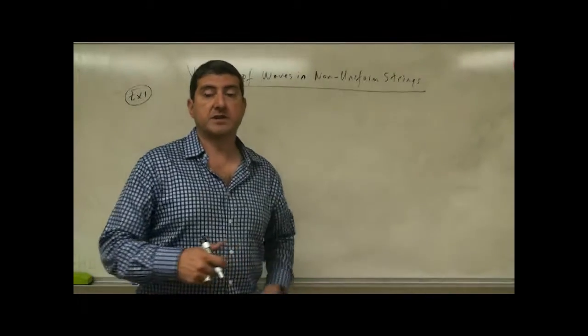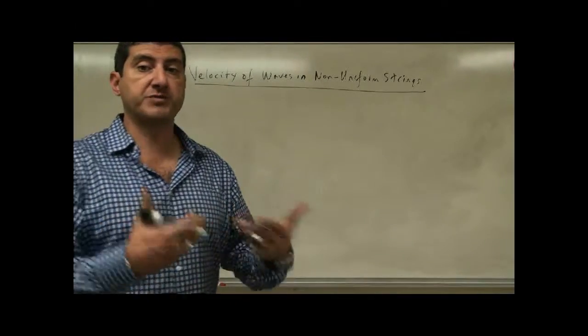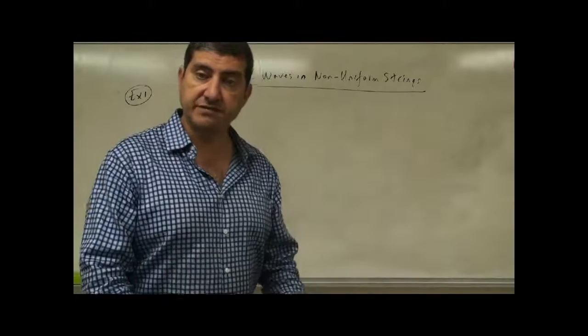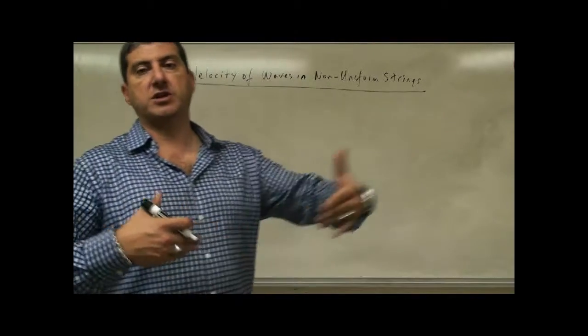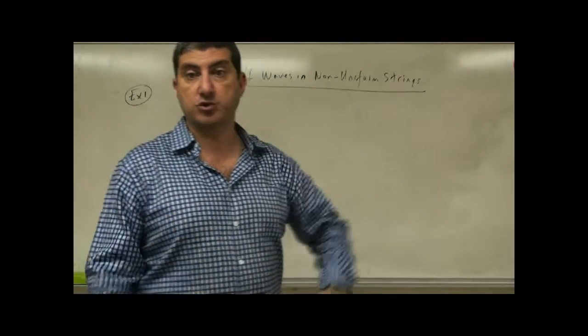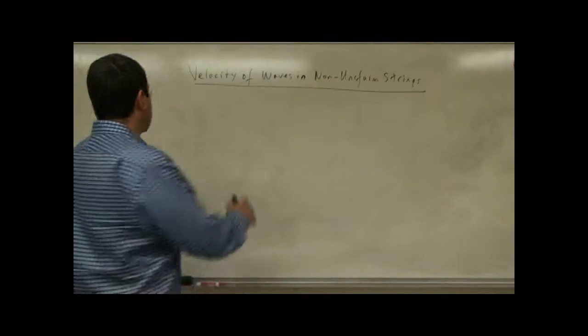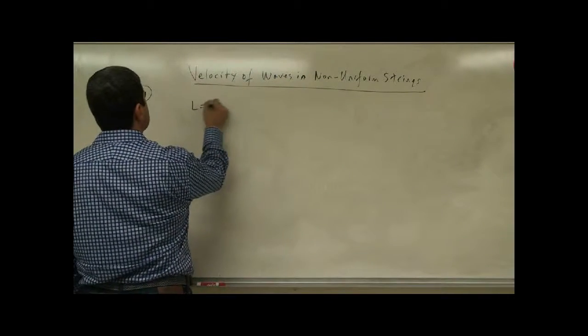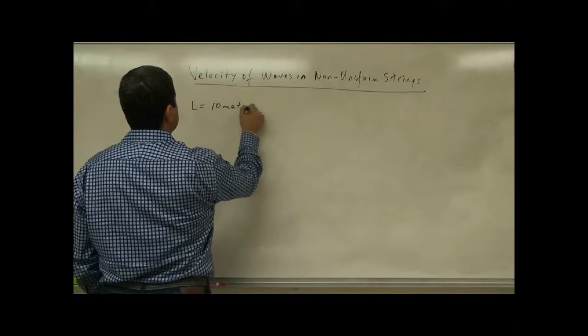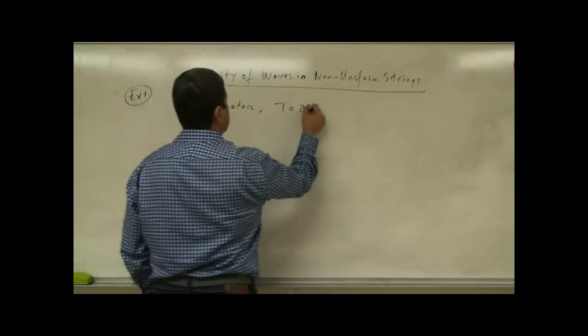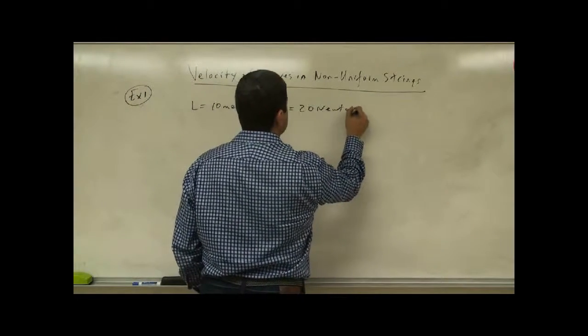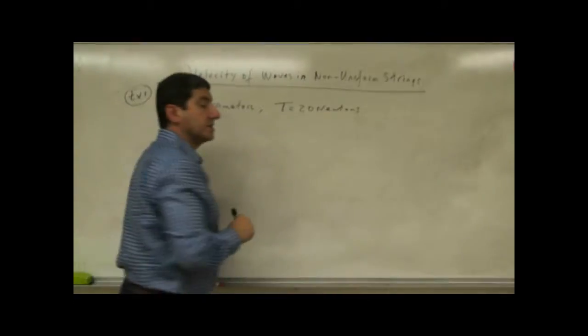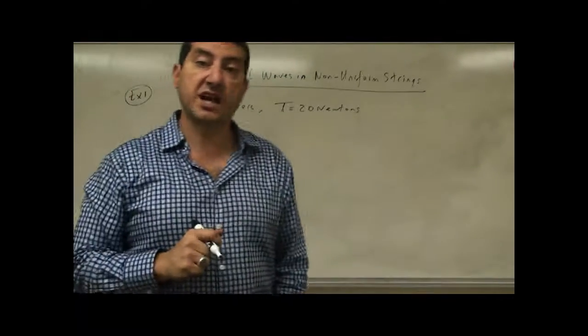An example of a string which has a non-uniform density, and I'll show you how to derive its velocity function, and then we can calculate how many seconds it will take a wave to travel across the string. Let's say you have a string that is a length of 10 meters, and there's a tension of 20 newtons on it, again, right? But its density is non-uniform.